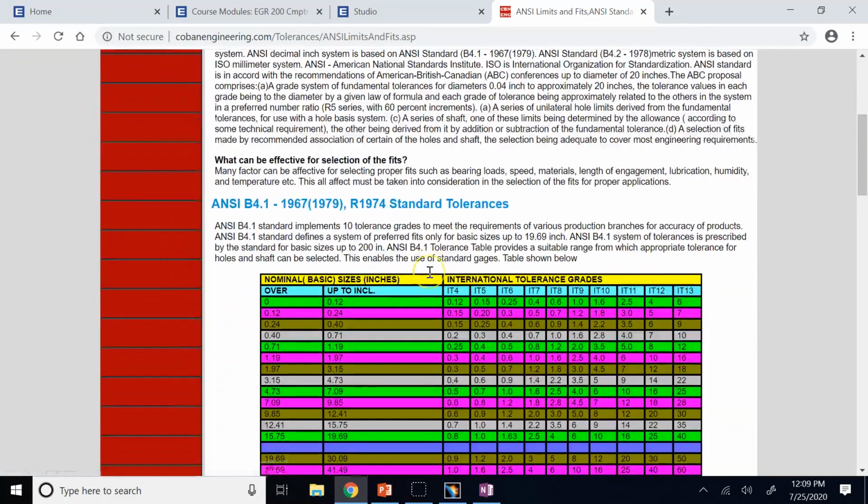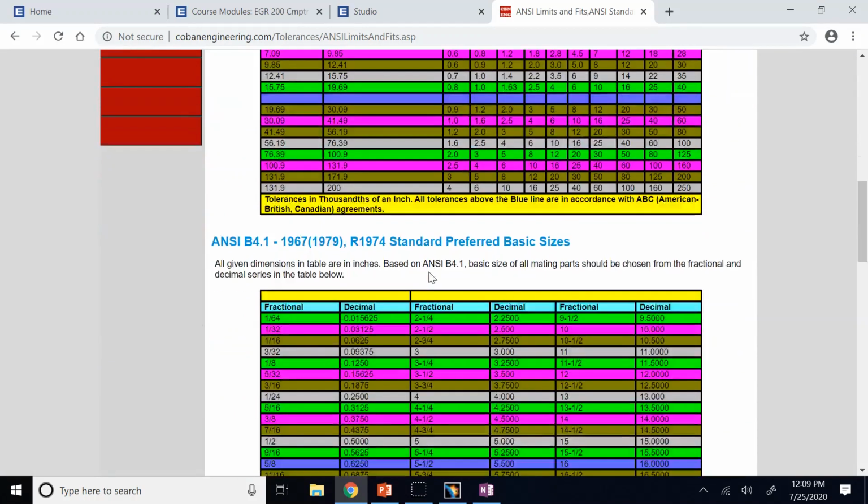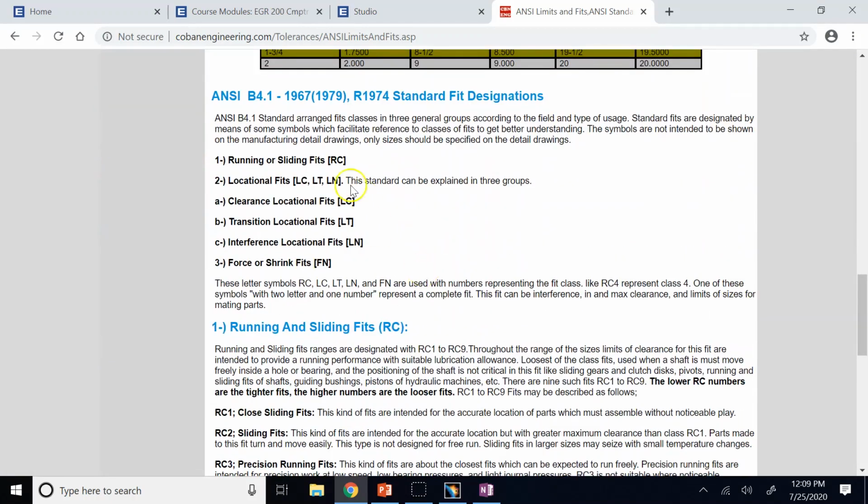And here again, you can see them, right? And it talks about the fact that the running fit or the loose fit, the categories, we call them class RC. The transition fit, we call them LT, and the interference fit, we call them FN. And there are several categories of transition fits, okay?